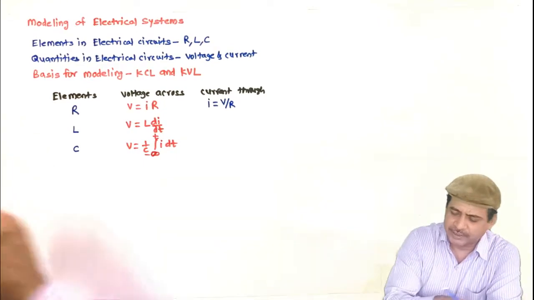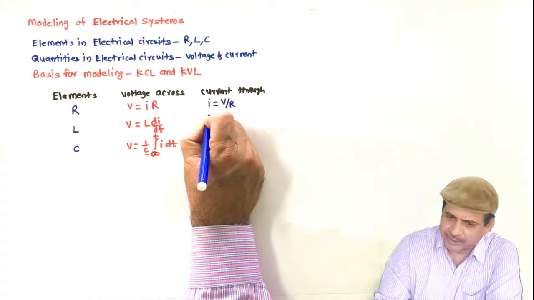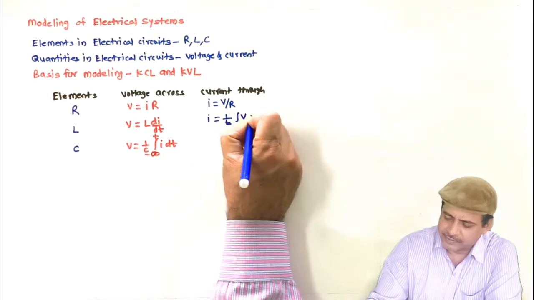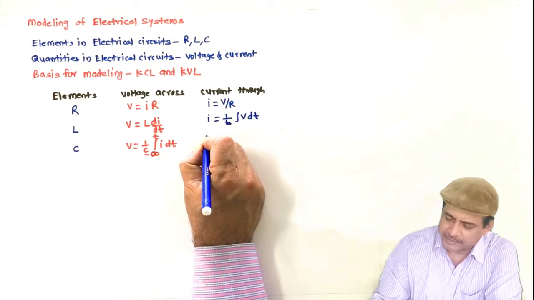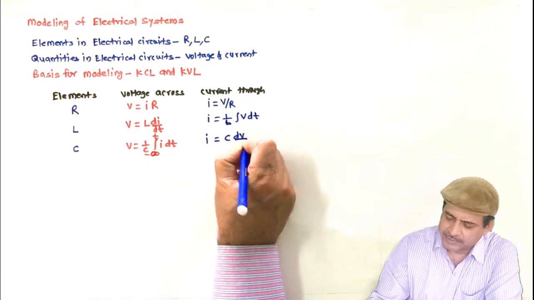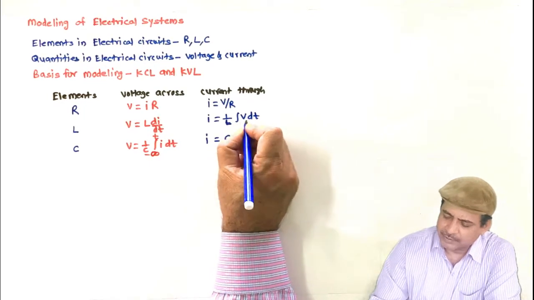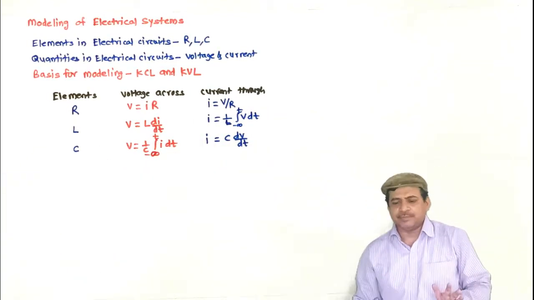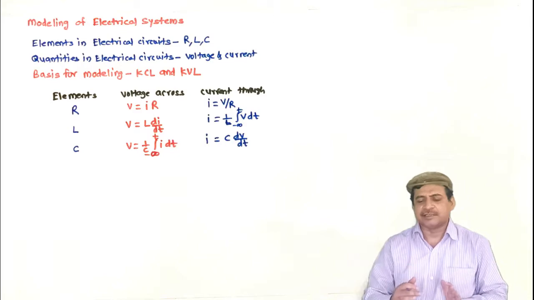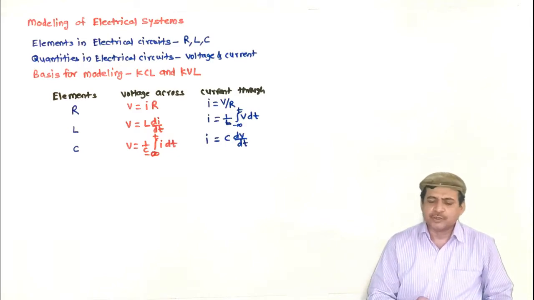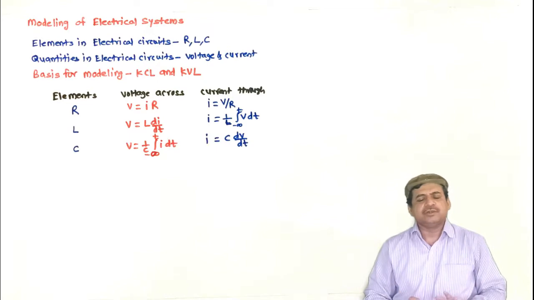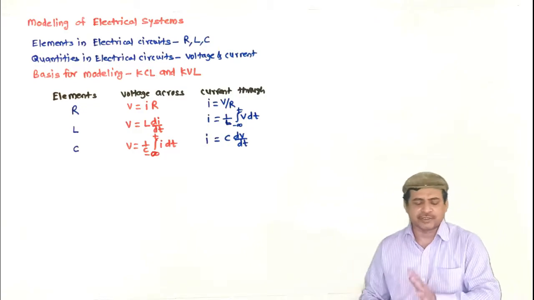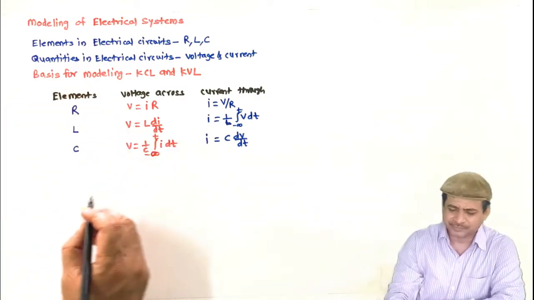In the same way, here the current is given by 1 by L integration v dt, and here the current is C dV by dt. All are functions of time. This V and I are functions of time, R, L, C are the appropriate constants. So once we know this, then we can find out the mathematical model in terms of differential equation as well as transfer function. So let us consider one simple example.